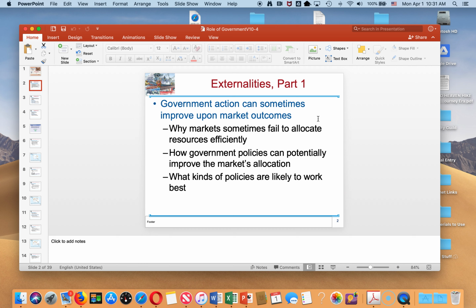This chapter looks at not just the impact of the markets upon private individuals, but the impact of markets upon society, aka the third party. Given that we have these externalities, government policies can sometimes improve the market's allocation, and we'll look a little bit at the pros and cons of that. And number 3, what kinds of policies are likely to work best and under which circumstances?